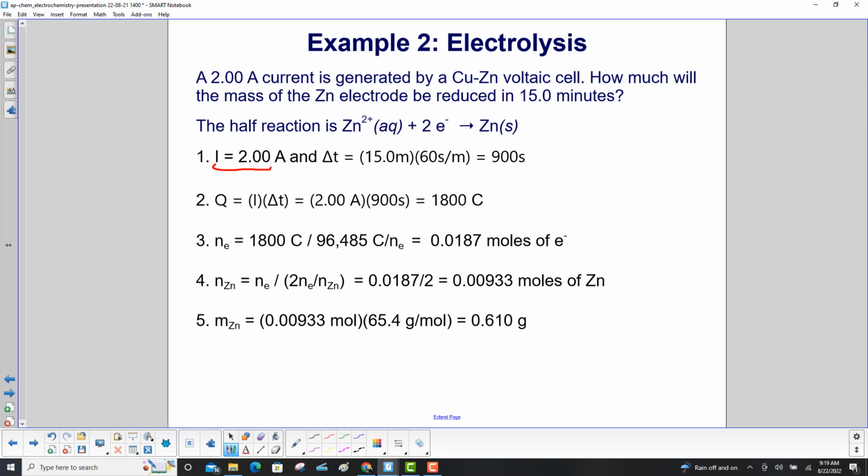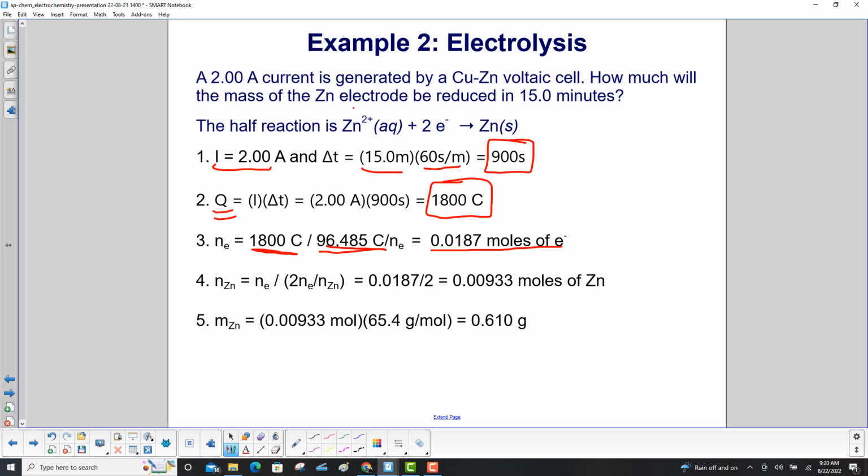We have our current, we have our time in minutes, which we will convert to seconds, so we have 900 seconds. The amount of charge that's moved is I delta T, 1800 coulombs. Now we need to find out how many moles of electrons. Well, we have the 1800 coulombs, and then we use Faraday's constant to convert this to moles, and we get 0.0187 moles.